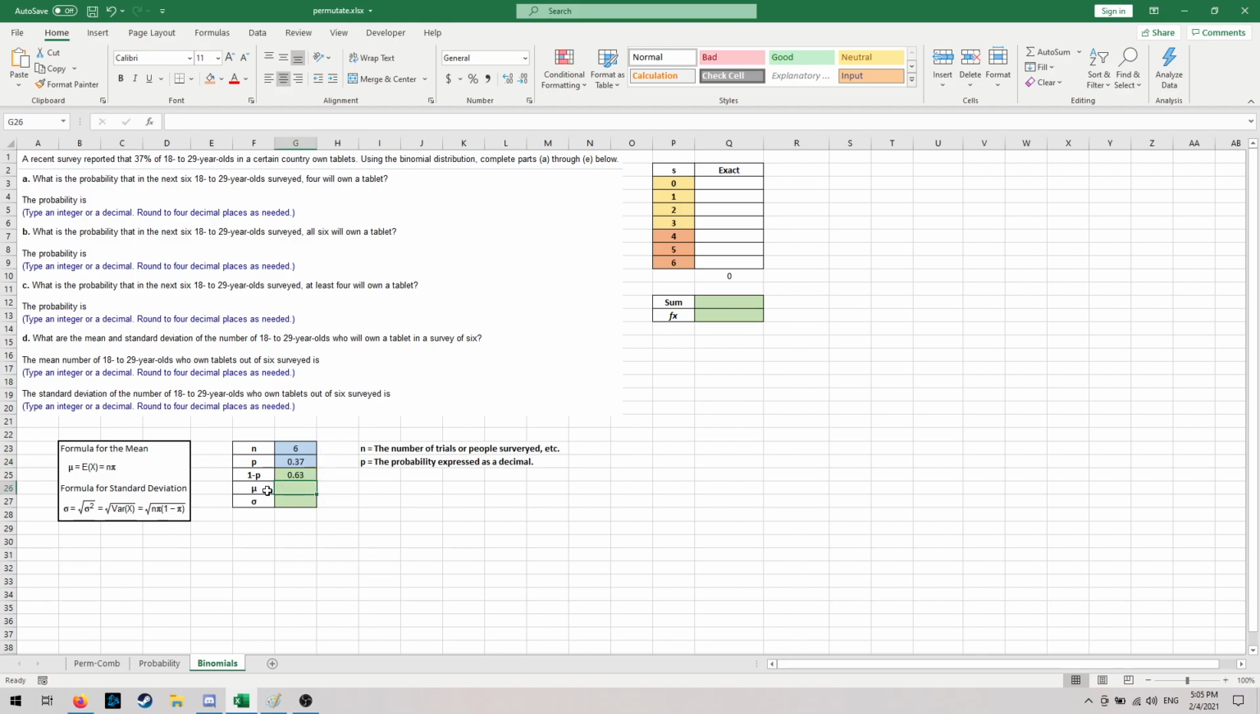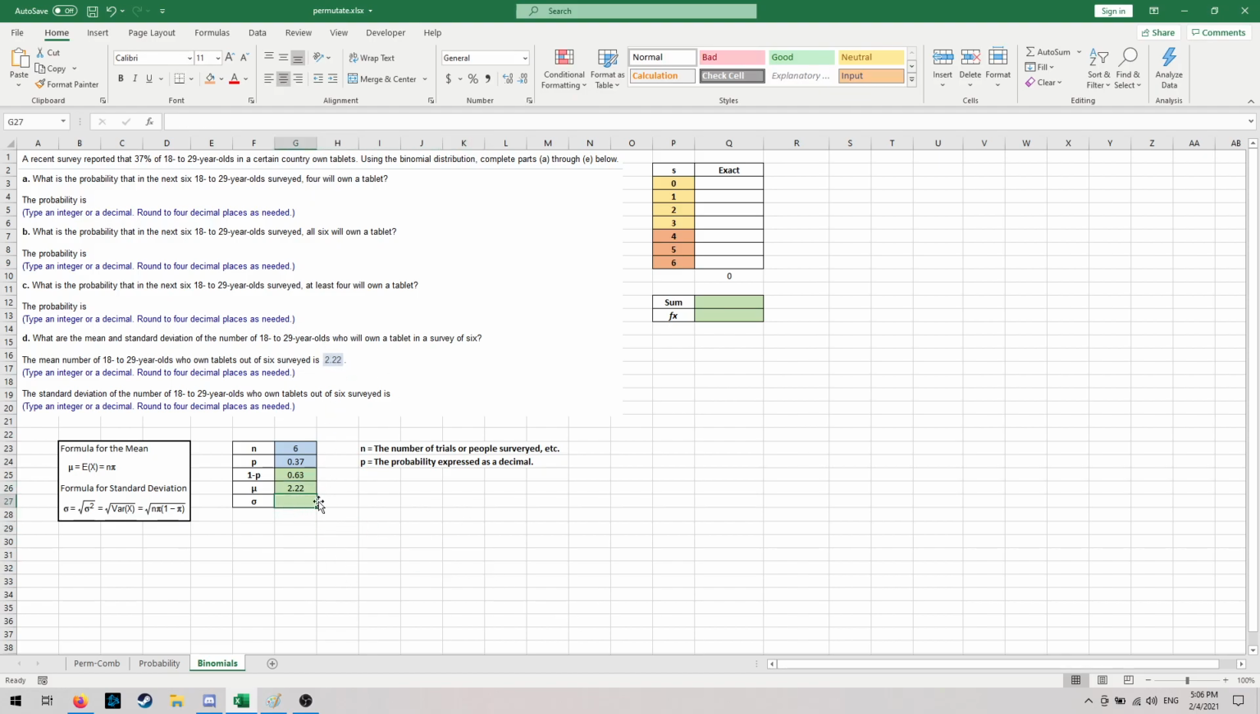Which brings us to mu, or our mean. And calculating the mean is actually incredibly simple. All we're going to do is multiply the sample size by the probability. So we're going to press equals. We're going to multiply 6, our sample size, by 37%, our probability. And this will give us a mean of 2.22. And if we look up at the answer here, we can see that that's the correct answer.